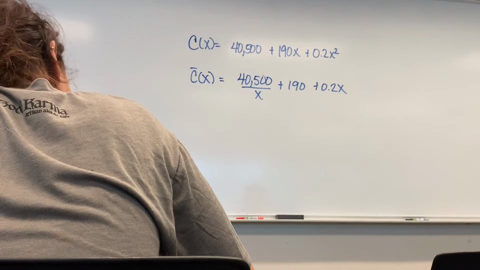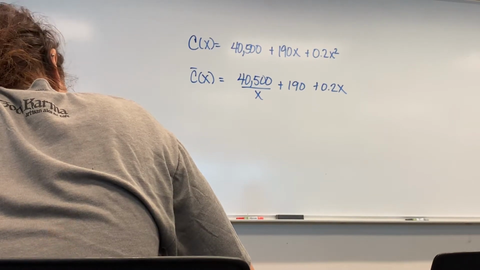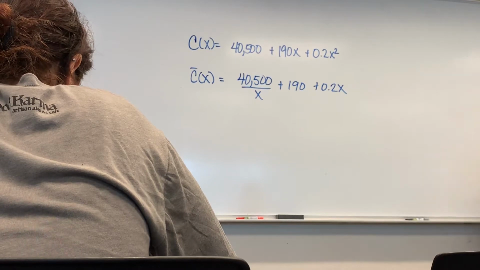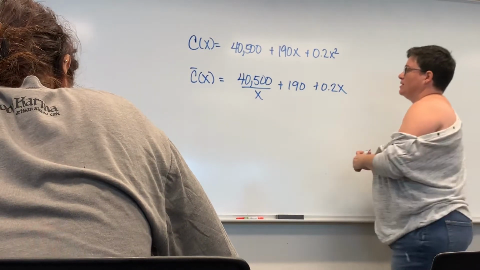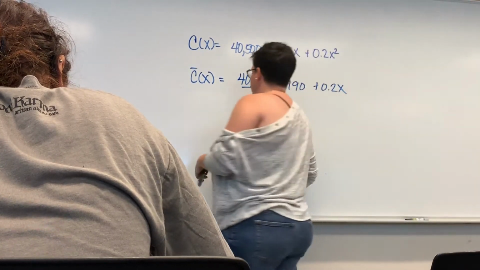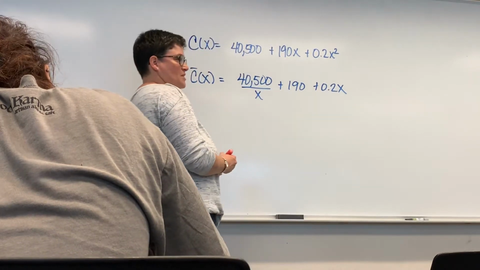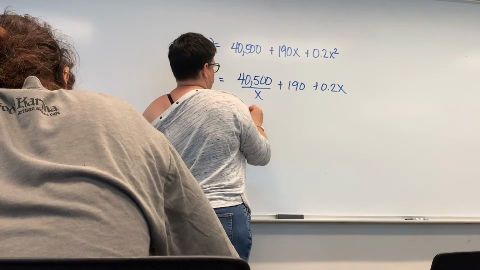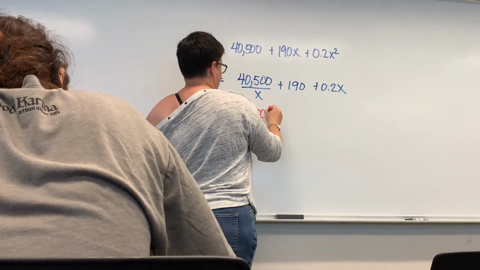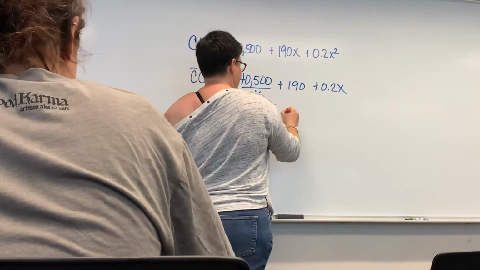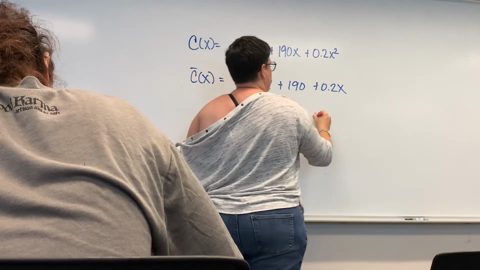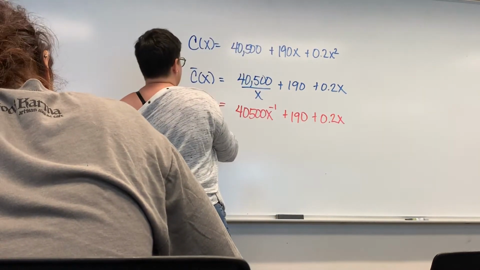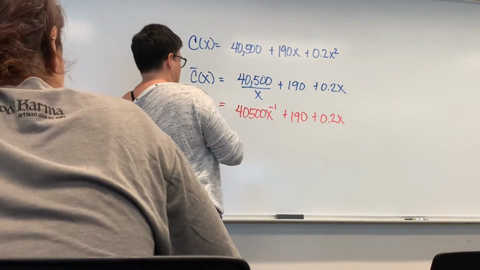It wants you to find the instantaneous rate of change of average cost. So which one are you going to take the derivative of? The second one. Is it pretty? No. Can I make it pretty? Yes. I'm just going to write that as 40,500 x to the negative 1 plus 190 plus 0.2x. And this is my average cost function.